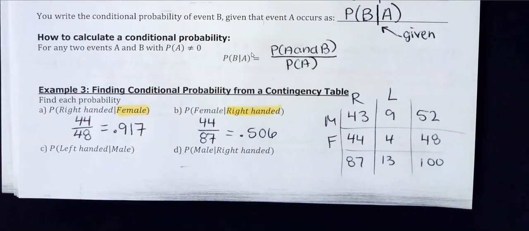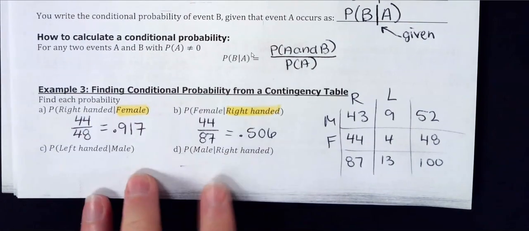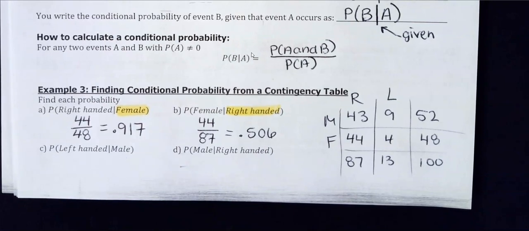Okay. See if you can figure out these other two. I'll give you a couple seconds to do it. What would you write given the condition? You've got left-handed given that the person is male, and then male given that the person is right-handed. Do fraction, decimal, whatever you like better.